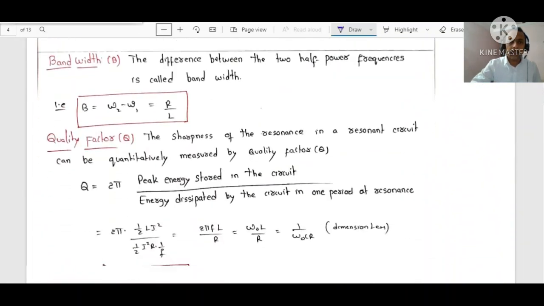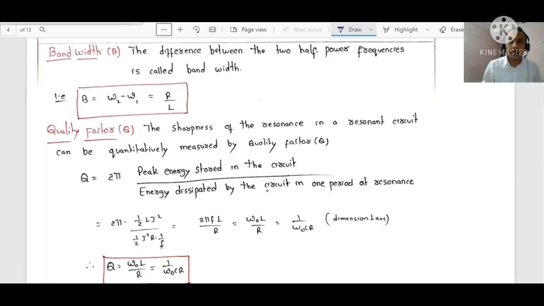Now what is the bandwidth? It is defined as the difference between two half power frequencies. Very, very important. What are the two half power frequencies we got? Omega 2 and omega 1. You just simply substitute the values of omega 2 and omega 1 and we will get R by L. The bandwidth is R by L. Now how do you define bandwidth? It is the difference between the two half power frequencies.